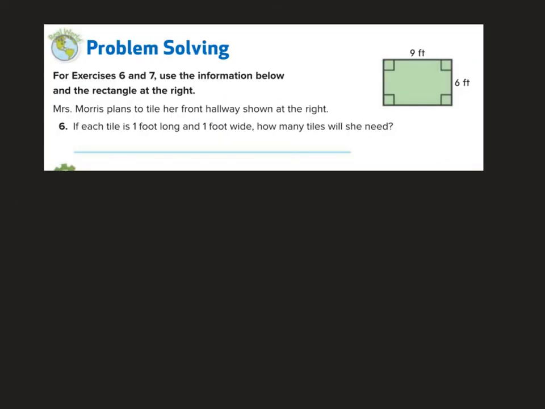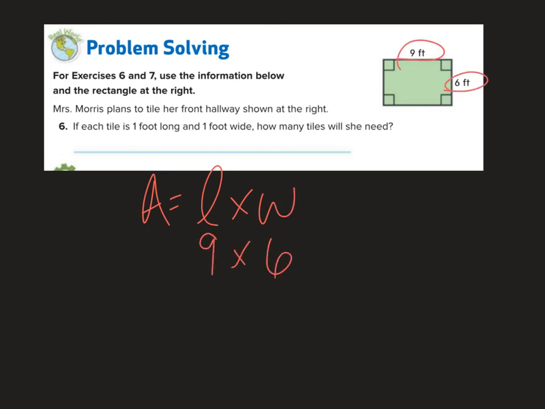Okie dokie. For exercises 6 and 7, use the information below and the rectangle at the right. Mrs. Morris plans to tile her front hallway shown at the right. If each tile is 1 foot long, 1 foot wide, how many tiles will she need? So, area equals length times width. 9 times 6 is going to give us our area. 9 times 6 is 54. So our area is 54, and this whole 1 foot long, 1 foot wide means she's just going to need 54 tiles.